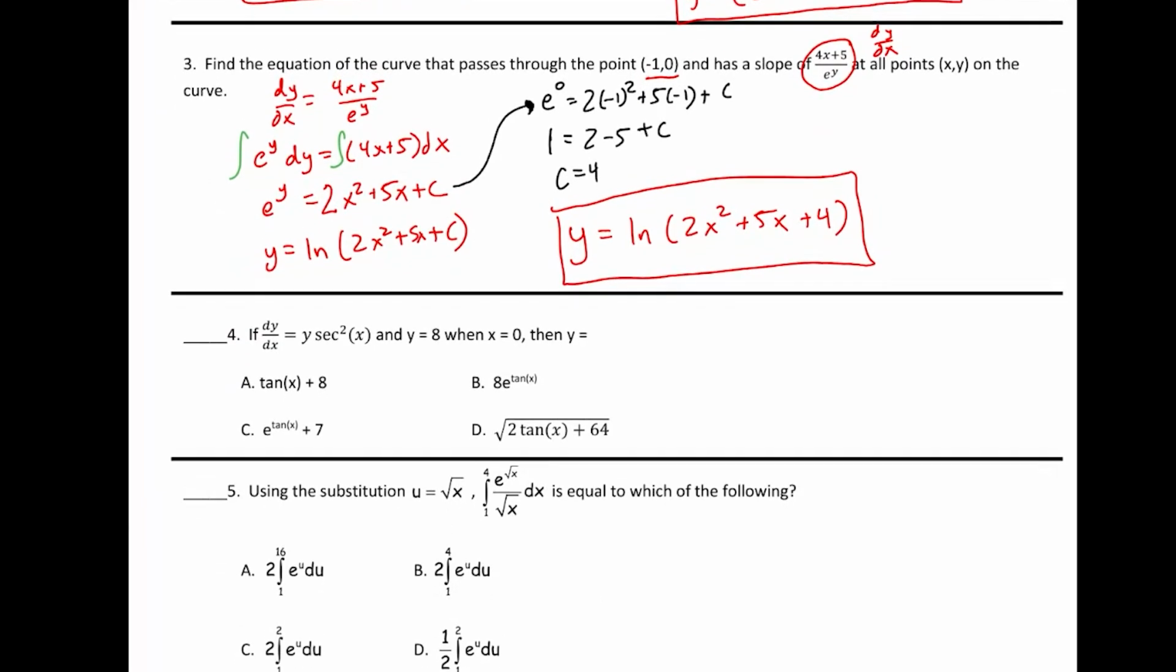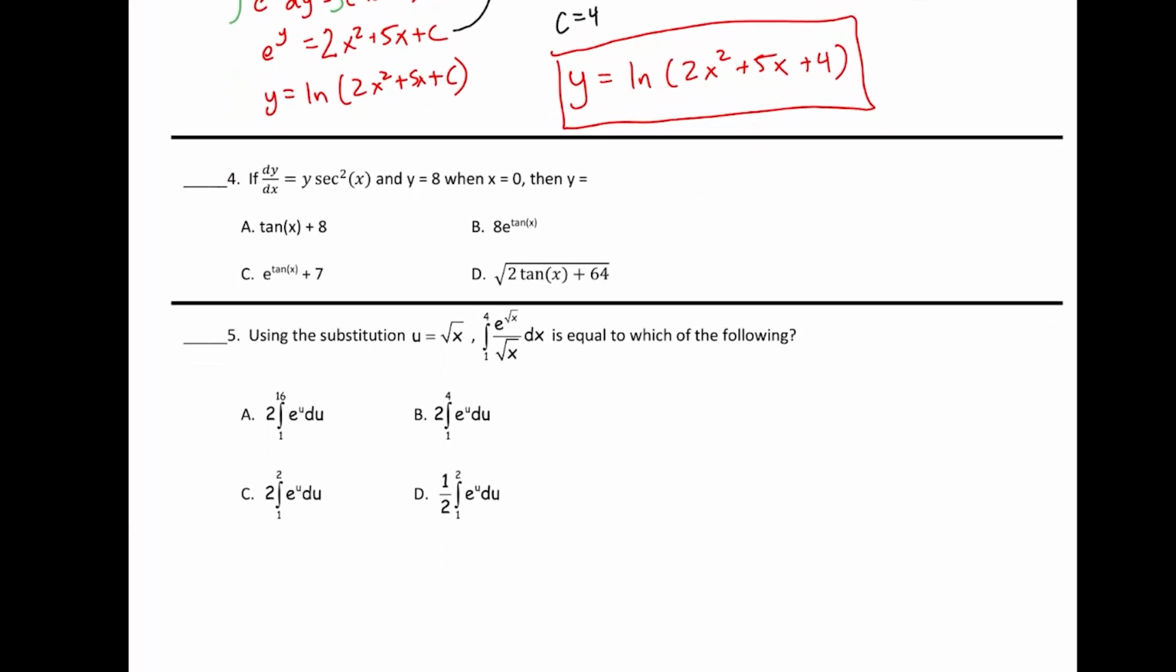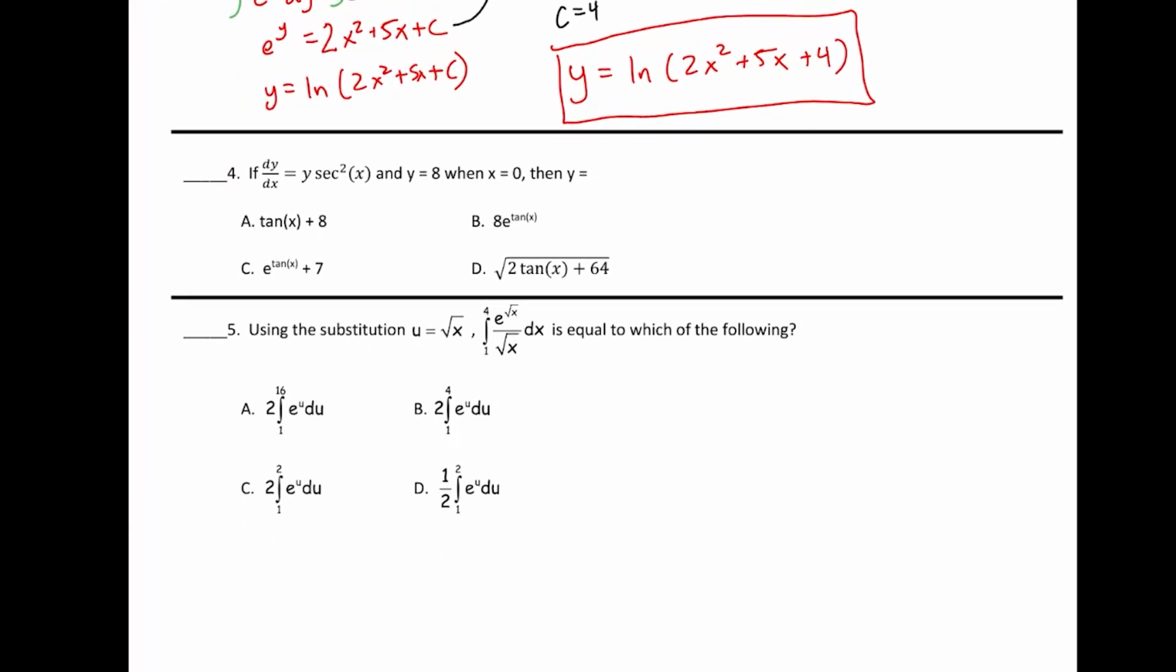Number 4 says if dy/dx is y times secant squared x, and y equals 8 when x equals 2. So this is just another way of stating the initial condition, (0, 8). It needs to be on the point. So we'll solve this just like we've done all the previous problems. This is going to be another one of those separable differential equations that we can solve. So we're going to divide by y on both sides.